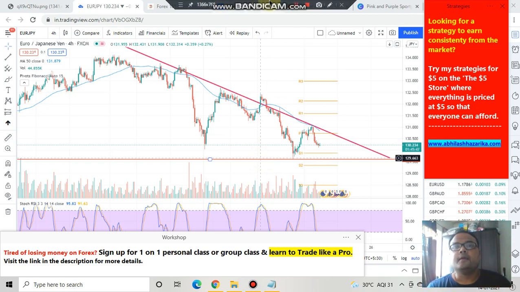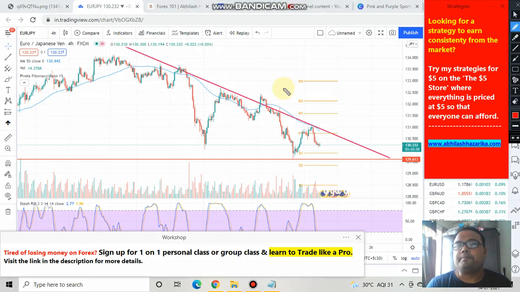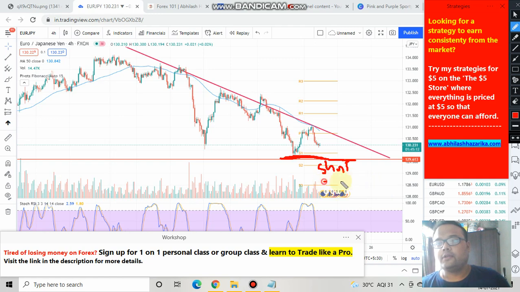Just keep in mind, in a descending triangle pattern, the best trading opportunity is when the market crosses this support level, or in this case when the market crosses the 129.60 level, you can make an entry by shorting the market. You can short the market once it crosses the 129.60 level. So this is the best trading opportunity, or the only trading opportunity if we go by the theory.